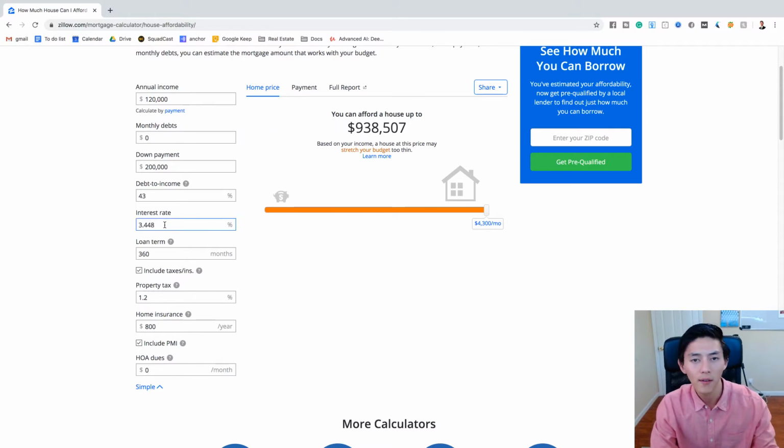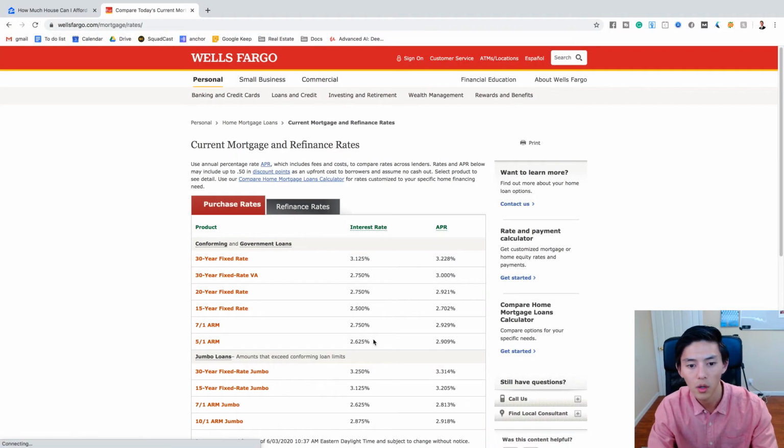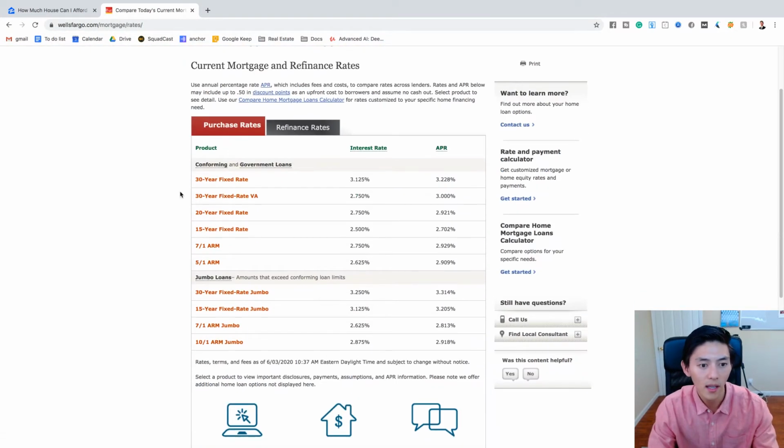Your interest rate varies from day to day, and your interest rate actually isn't even locked in until you are under contract and you talk to your lender. So the way we can find out the interest rates, to at least get a good sense of what we're doing, is to go on Wells Fargo's website. Just type in Google "Wells Fargo rates," and they'll show you what's going on now. As of today, the 30-year fixed interest rate is at 3.125%, which is super, super low.